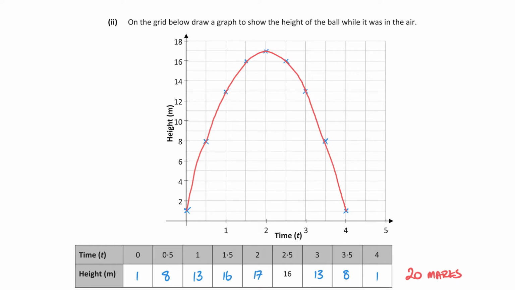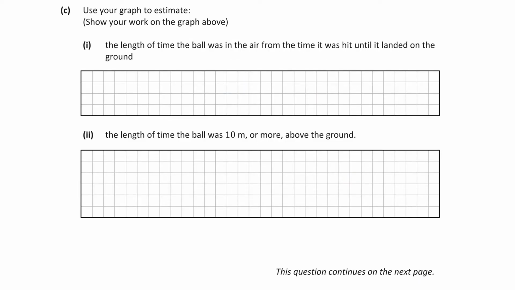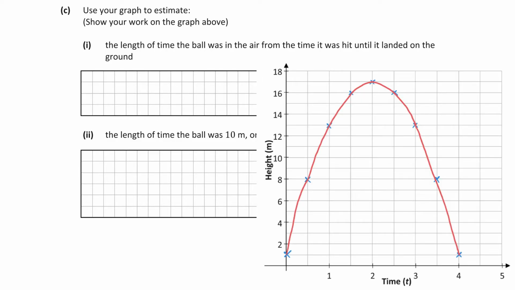So that brings us to the next part. So the next part there says use your graph to estimate, okay? And it says show your workings on the graph, okay? So that's important. The length of time the ball was in the air from the time it was hit until it landed on the ground. So what we need to do there is look at the graph and see how long it took from when it was hit to when it landed on the ground.